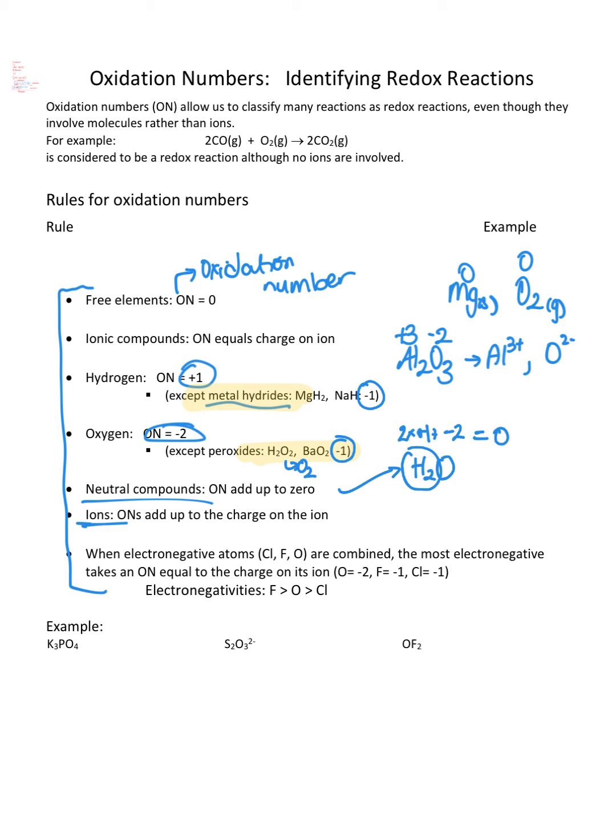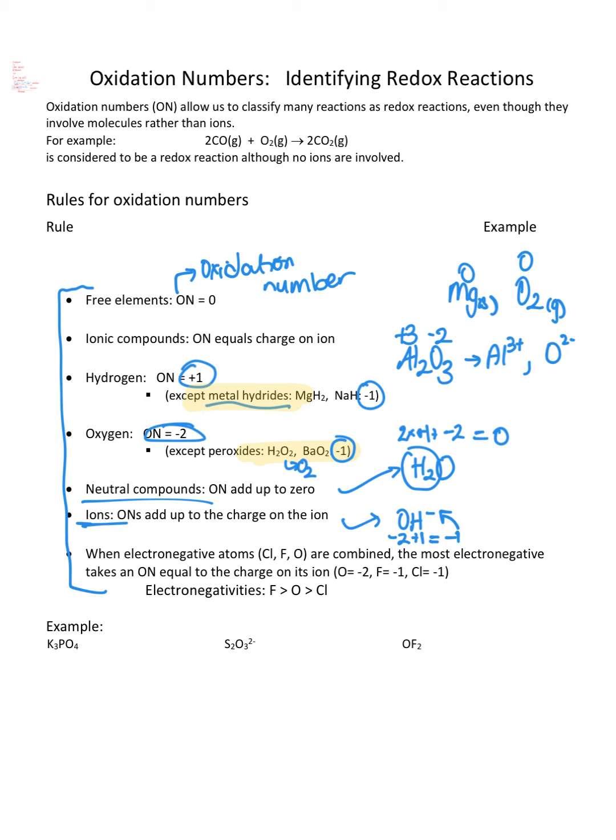And for ions, let's come up with an ion. All right, here's an ion, hydroxide. We know the oxidation number of the oxygen is -2, the oxidation number of the hydrogen is +1, and that equals -1. Oh, fancy that, the same charge as the ion.